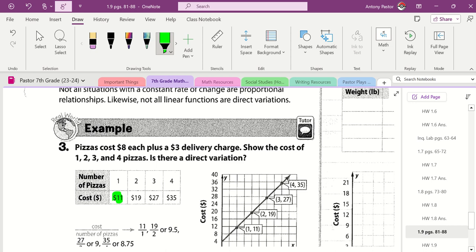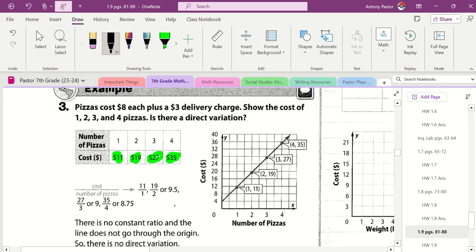2 pizzas would cost me $16, but with a $3 delivery fee, it's $19. 3 pizzas at $8 would be $24, plus the $3 makes it $27. And 4 pizzas, 8 times 4, would be $32, plus the $3 delivery charge makes it $35. So each one does not go up by the same amount.